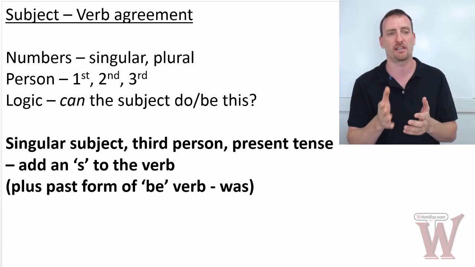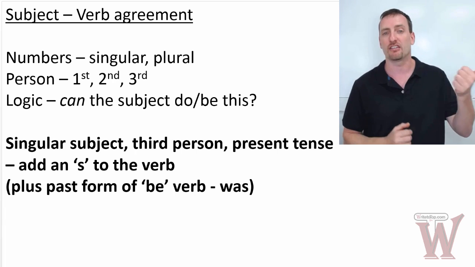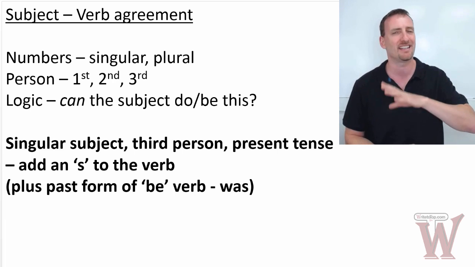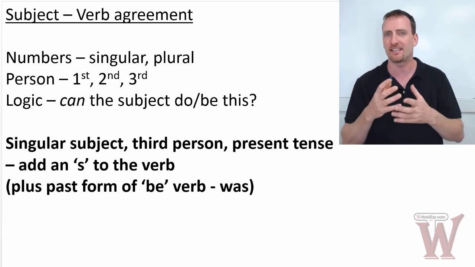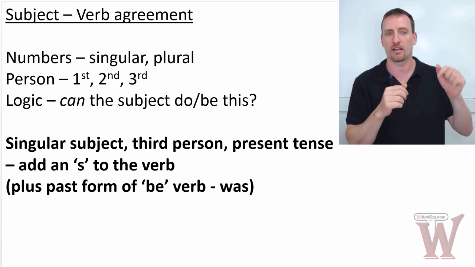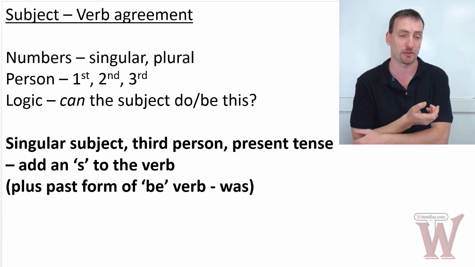Now, every subject falls into one of these person categories. Things are it or they. So everything, even ideas, even concepts, even activities, everything has a person. And if it's not a human person, then it's an it, or a they if it's plural.